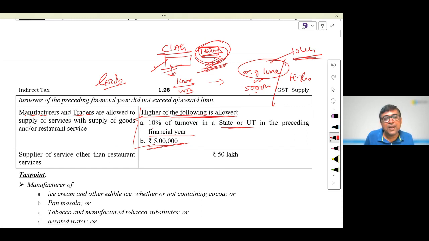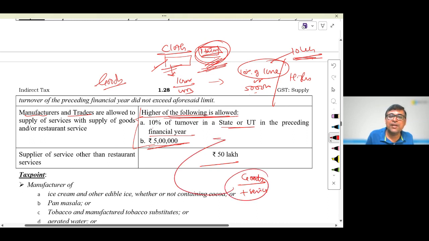And if I'm a supplier of services other than restaurant services, then this threshold limit is 50 lakh. If I'm supplying goods along with services, then there is a limit. If I'm supplying only services, then this limit is applicable.